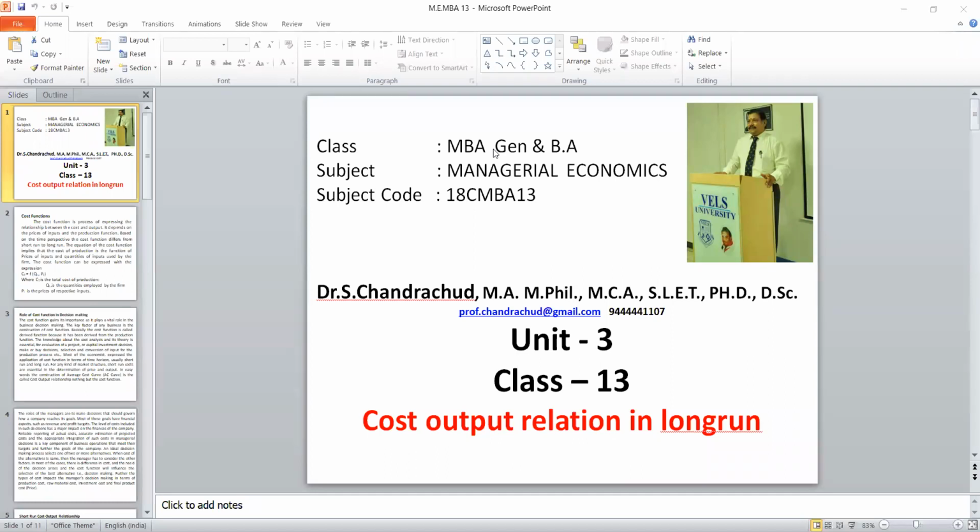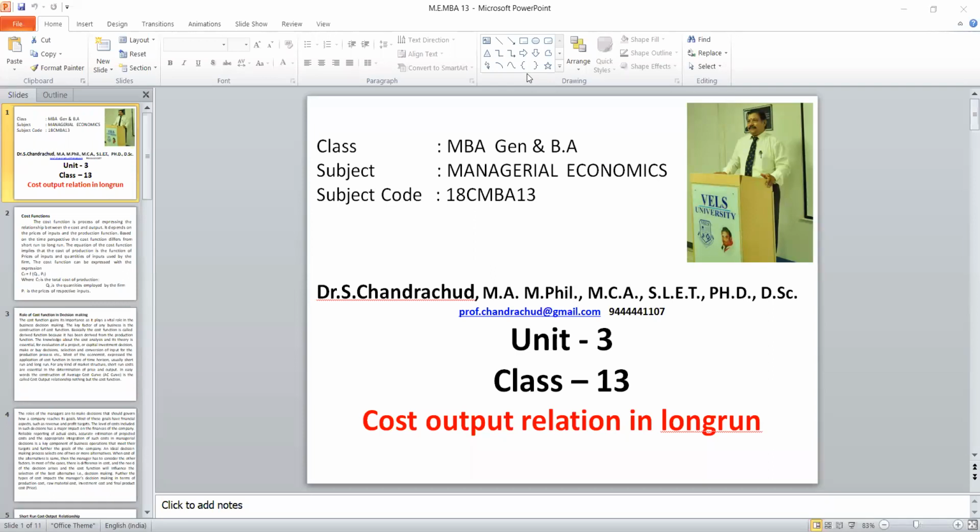When you are asked to write the cost output relationship in a long run, first you have to write the short run and then aggregation of short run, and you have to draw the additional diagram and you have to complete the answer. Directly, you should not write the long run. First, you have to explain the short run and then long run. If they ask without mentioning the period, you should write only the long run average cost curve. That is cost output relationship in a long run.